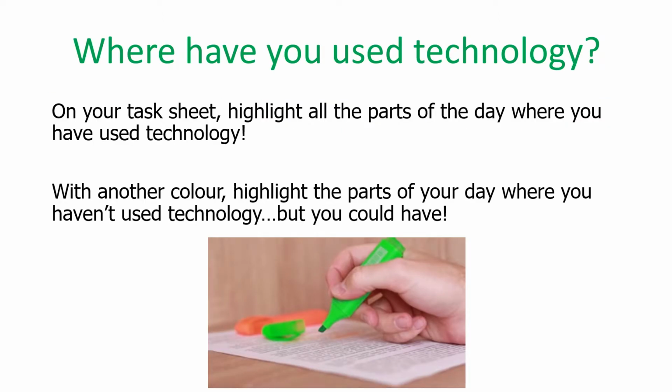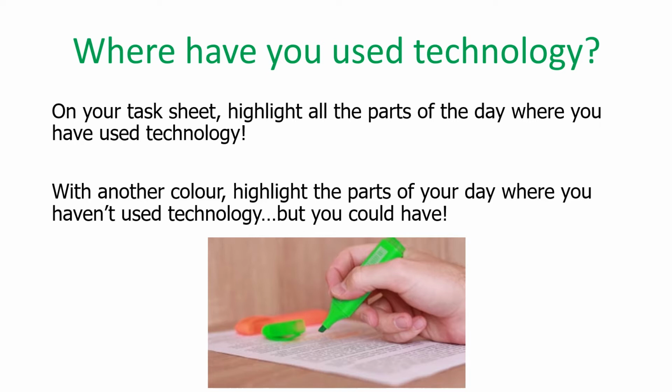So with that list of activities that you do in a normal day during lockdown, what I want you to do is go back to that task sheet and highlight all of the parts of the day where you've used technology. Okay, so for example, waking up requires no technology. However, when I check the news, it requires technology either on my phone or TV. So I would highlight each item that uses technology.